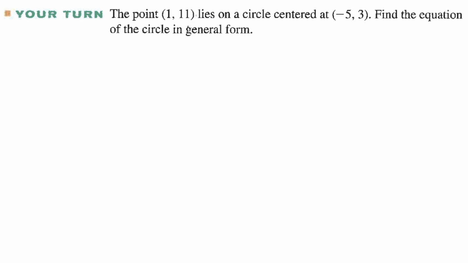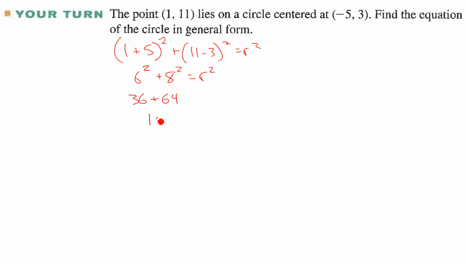Okay, let's go right to it. 1 minus negative 5 squared plus 11 minus 3 squared equals r squared. So we have 6 squared plus 8 squared equals r squared. This is 36 plus 64, which is 100, equals r squared. All right, so let's go ahead and write this out. We have x plus 5 squared plus y minus 3 squared equals 100.